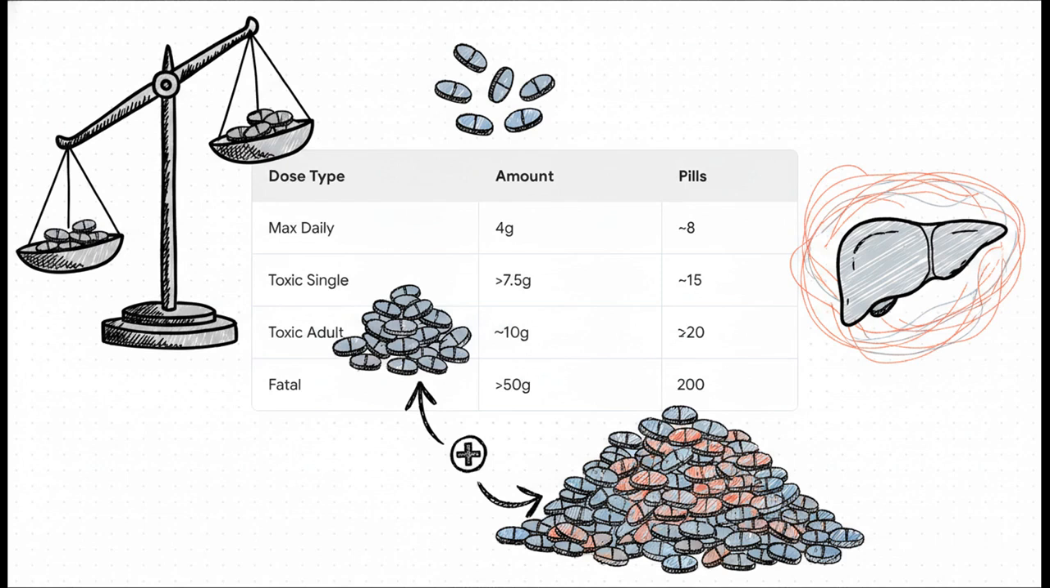A single toxic dose sits at just over 7.5 grams, or greater than 150 milligrams per kilogram. For your standard adult patient, true clinical toxicity starts around 10 grams, or about 20 pills. But the human body is remarkably resilient. If you intervene promptly with the right antidote, we've seen recorded cases of patients surviving massive ingestions, ranging anywhere from 50 to an incredible 104 grams.